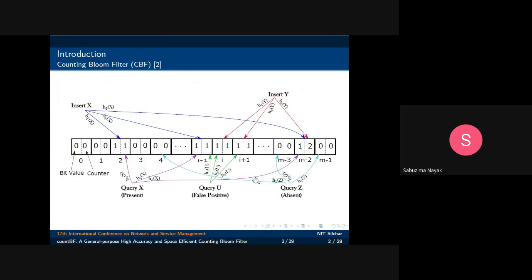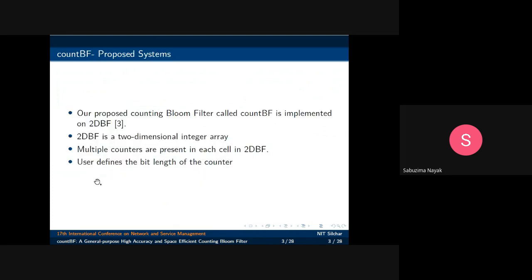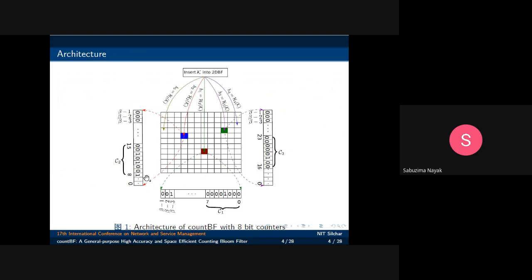In counting Bloom filter, each cell has one counter, whereas our CountBF has multiple counters in each cell, and the bit length of each of the counters can be defined by the user. This figure illustrates the architecture of CountBF. Here we have taken an 8-bit counter.